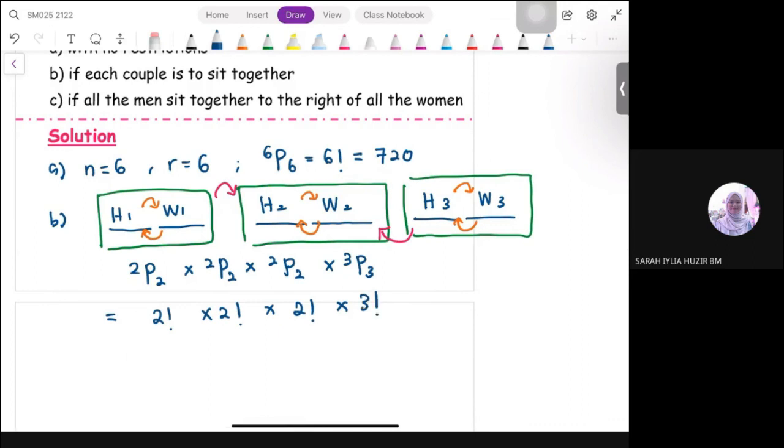Okay, benda yang berbeza kat situ. Ingat, 2 factorial yang pertama untuk couple number 1. Yang kedua untuk couple number 2. Yang ketiga untuk couple number 3. Itu kita consider each couple first between husband and wife itself. And then 3 factorial is we consider arrangement between these 3 couples. Kita susun kumpulan dia. Alright, so our answer in this case would be 2 to the power of 3 times 3 factorial. So our answer should be 48.